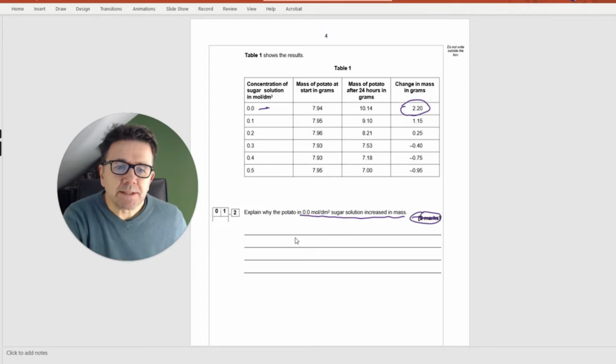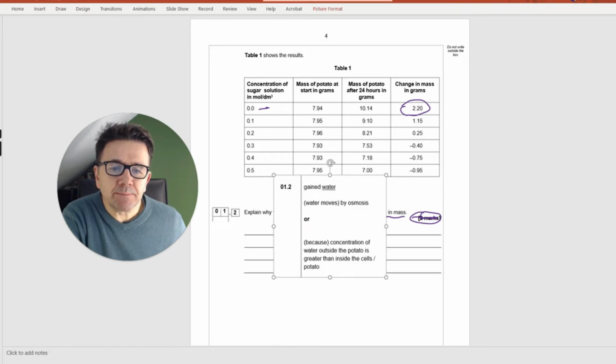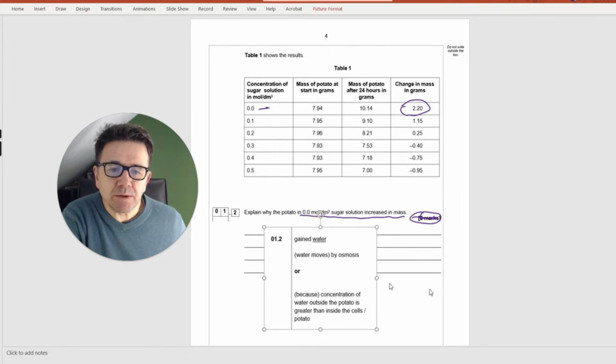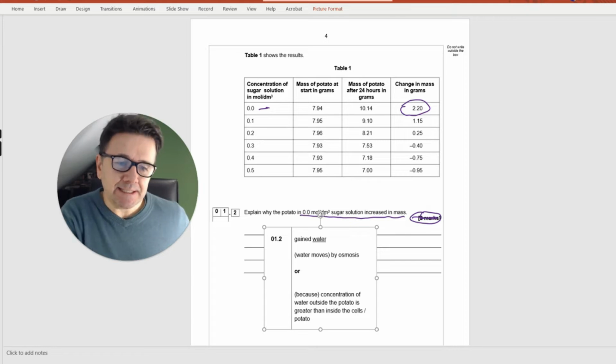So you'll notice that it says what happened. Well, you can see that it gained in mass, but also you've got to explain. So you've got to give a reason why. Okay, and so basically it's due to osmosis. So it gained water by osmosis, or you could say the concentration of water outside the potato is greater than inside the potato itself. So you're describing that it gained water, but you're explaining why, and that's because of osmosis.